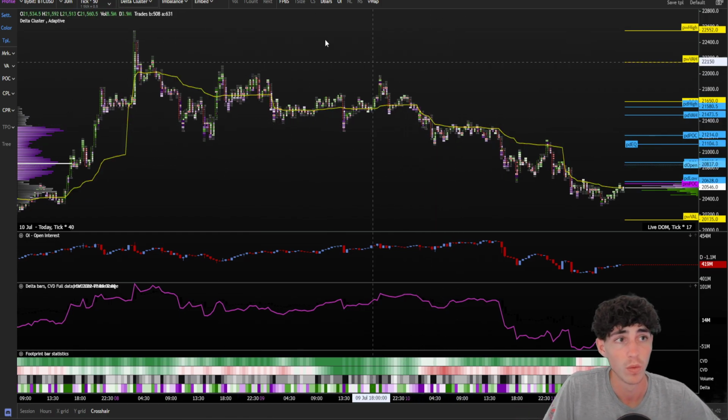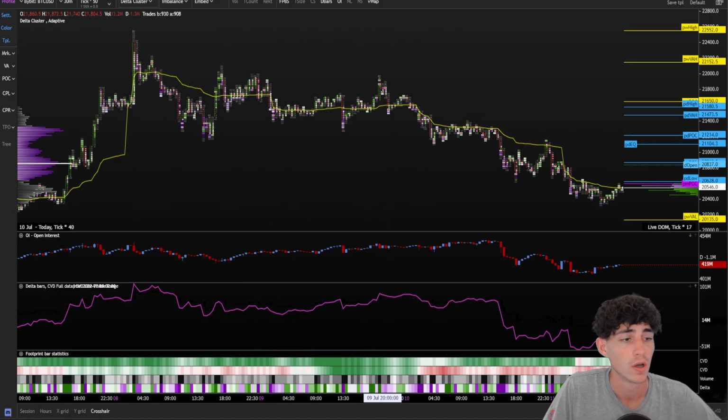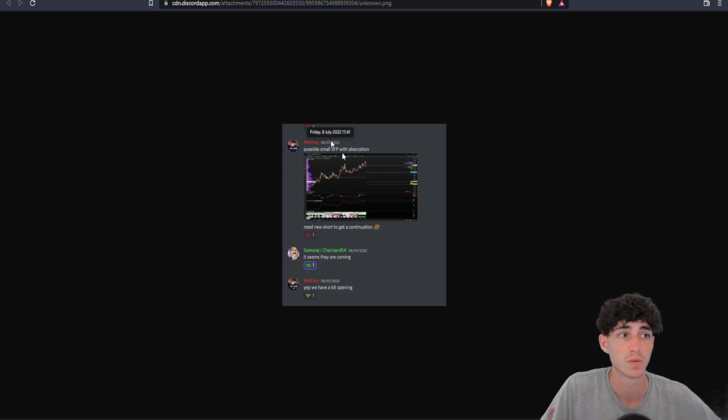So that's why I was also looking for a short around there. As I say to VIPs, we have a possible swing for the panel with absorption, new short, need new short to get a continuation. And it seemed they were coming, and yes, they were coming. So that's why I filled my short here.